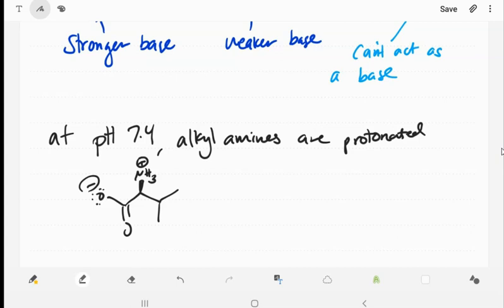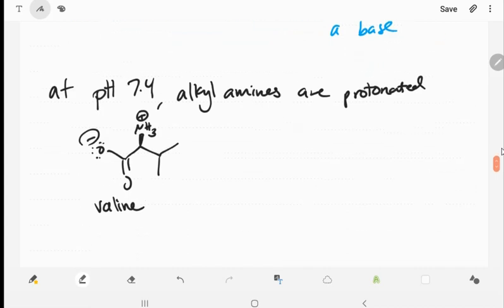So this is important for pharmaceutical design, that when you're looking at various drugs, you have to consider what form they need to be given as. So this is valine. I think this is L-valine. It could be D-valine, but who knows? One of your amino acids.